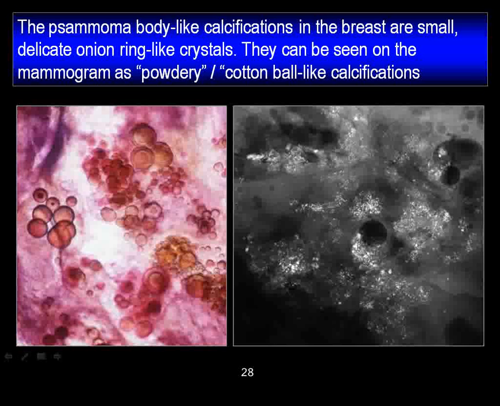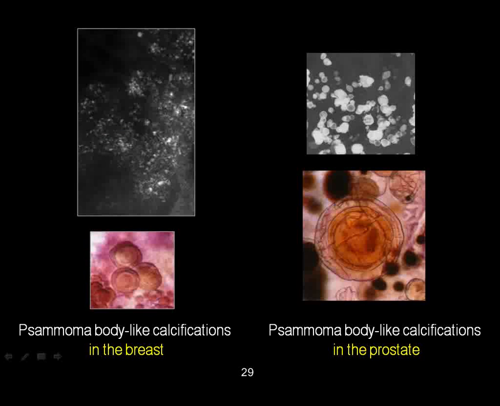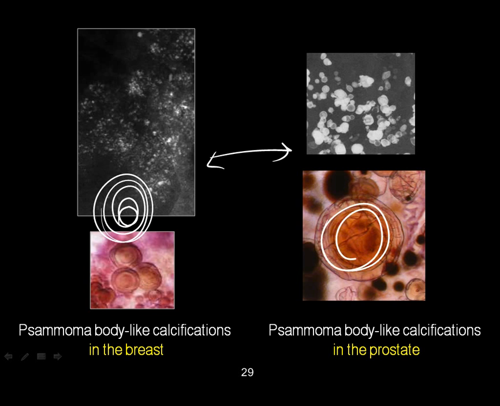But the breast is very similar. These calcifications are in the breast. But they are so tiny, 40 or 50 micron, and we don't see anything on the 100 micron. So we are not going to be able to see this one and that one and that one. When they are grouped together within the terminal ductal lobular unit, then we see them. We call it cotton ball-like powdery calcifications. Dear colleagues, which one is the breast and which one is the prostate? This is in the breast, and this is in the prostate.